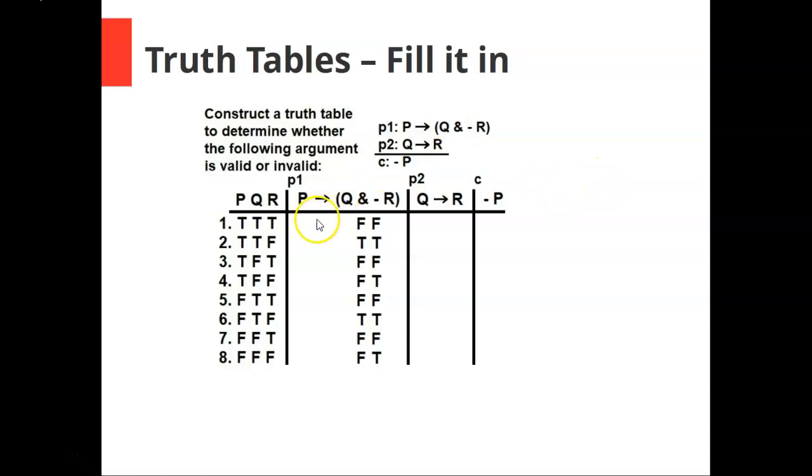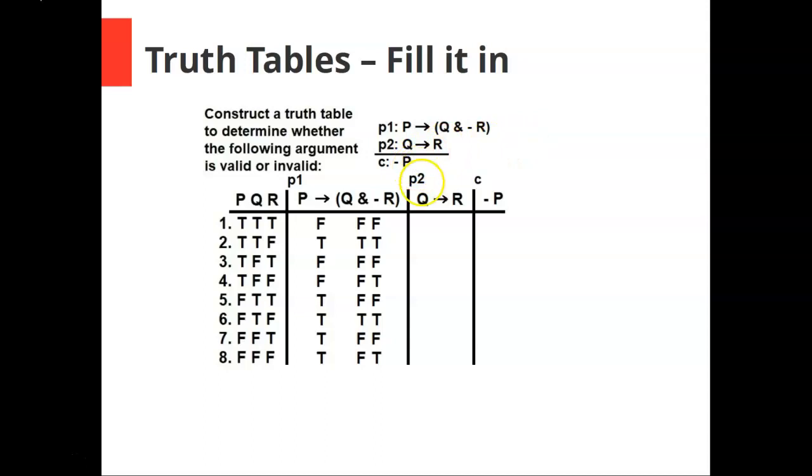Now we can fill in the conditional column. In the conditional, the antecedent is P. The consequent is that column that we just filled in, the conjunction. So we apply the rule, a conditional is only false when you have a true antecedent and a false consequent, like in lines 1, 3, and 4. Every other time, the conditional is true.